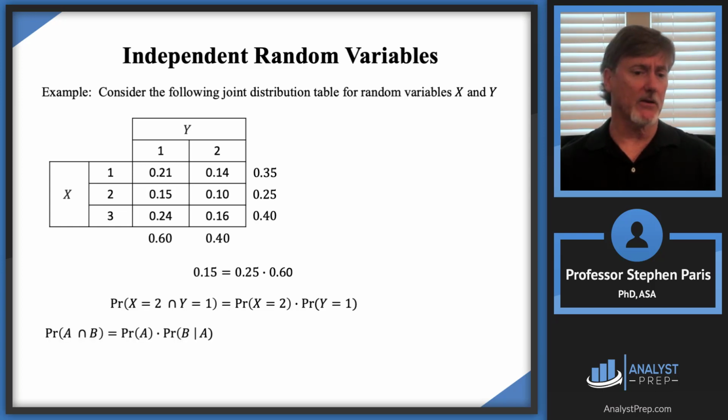I have something that looks like the probability of A and B, where A is the event that capital X equals 2 and B is the event that capital Y equals 1. So what we're doing here is we're applying a lot of the things that we learned in the first module just to specific events that involve random variables, events that are defined by random variables.